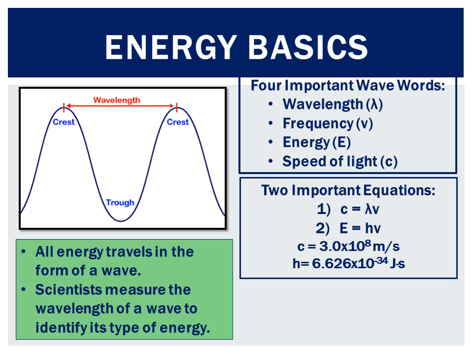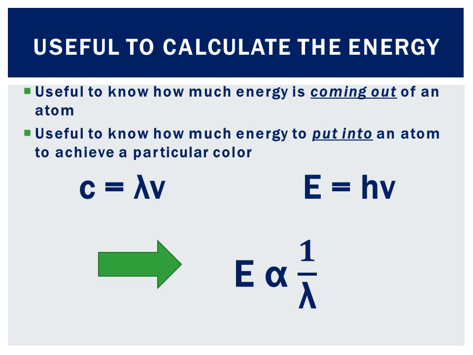In chemistry, though, what we're really interested in is how much energy is coming out of an atom and how much energy is being put into an atom, in the case of the lab that we're going to talk about tomorrow, to achieve a particular color, the color that we see. So the 2 equations, again, are here on the slide.